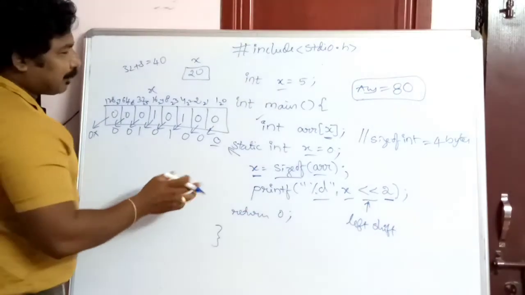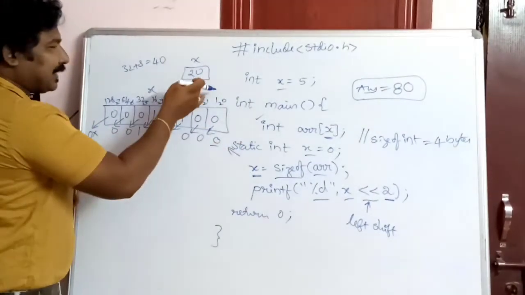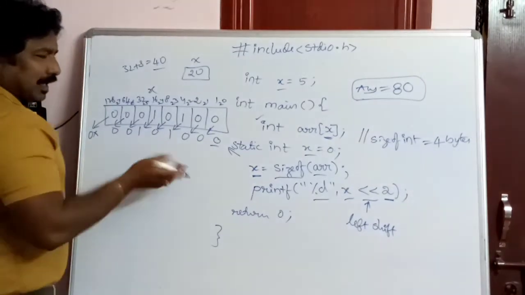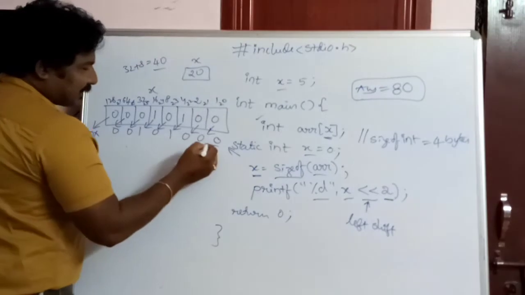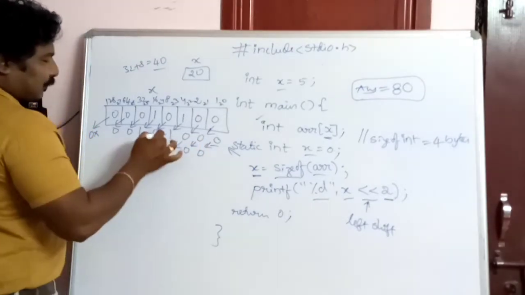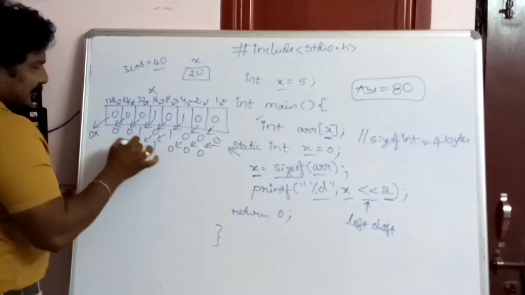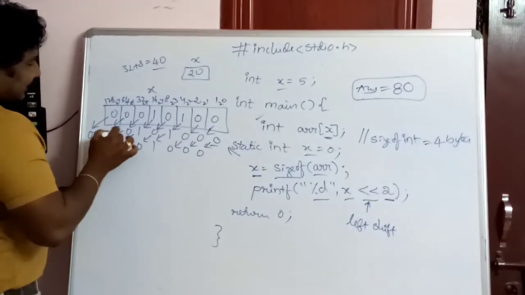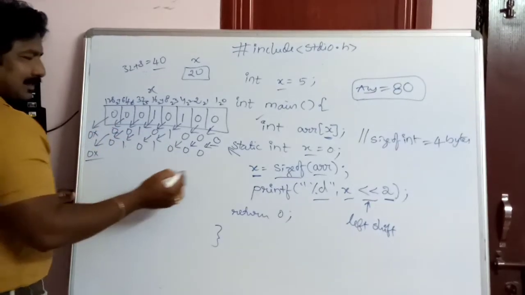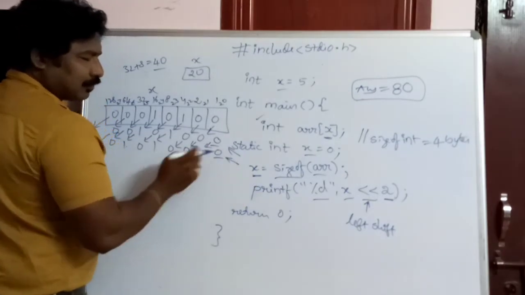Friends, what happened? I took 20 and left shifted the value, and 20 has become 40 now. If I shift one more time, again the bits move one place to the left, the leftmost 0 is discarded, and a 0 comes in from outside.